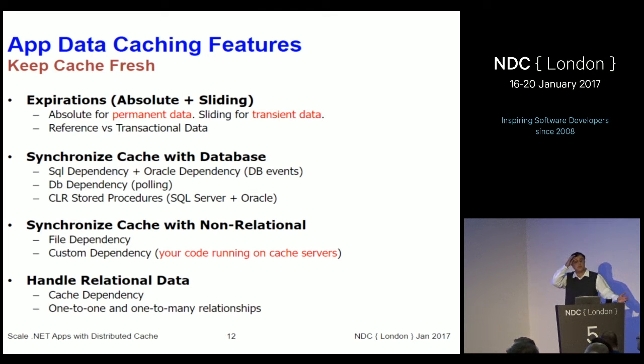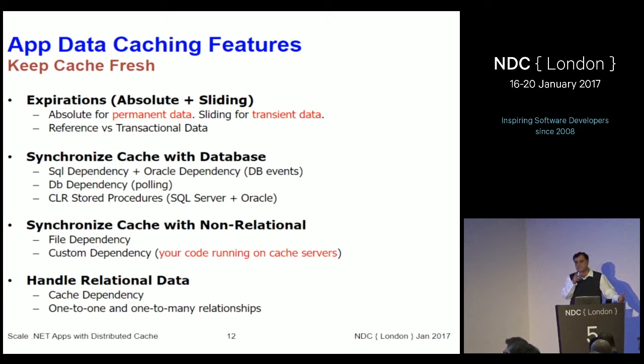You can't just think about 1,000. So SQL dependency is great, maybe for thousands or tens of thousands of items. For hundreds of thousands or millions of items, it's not great. Another option, which some of the caches support, is that the cache could actually poll the database.